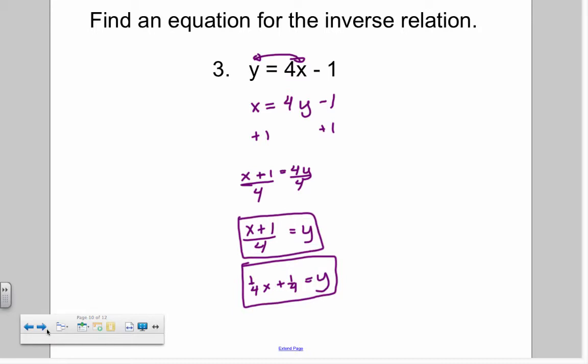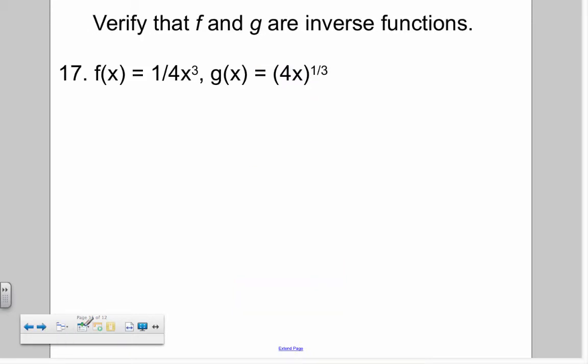Okay, let's take a look at the next problem. Number 17. Number 17 asks us to verify that f and g are inverse functions. So to verify, what we need to do is the composite functions, f of g of x and conversely g of f of x, to make sure that when we do the composite, that we end up with x as our answer. So let's start out with f of g of x.